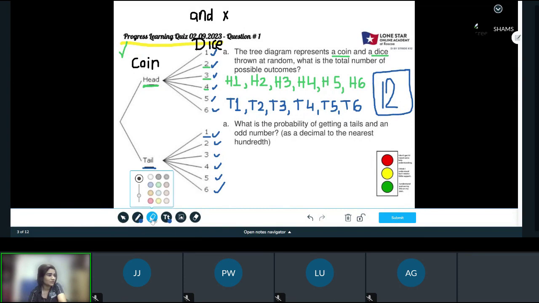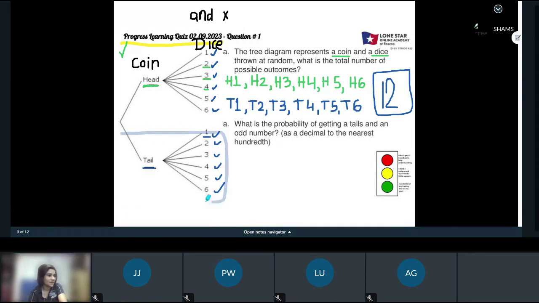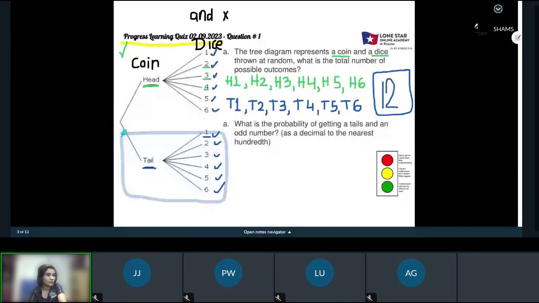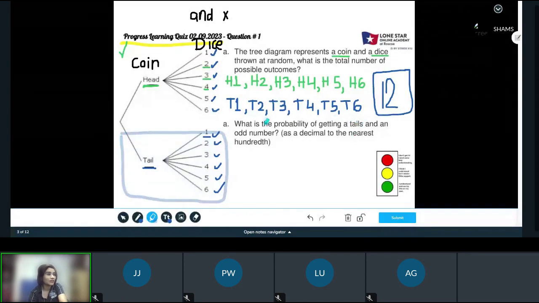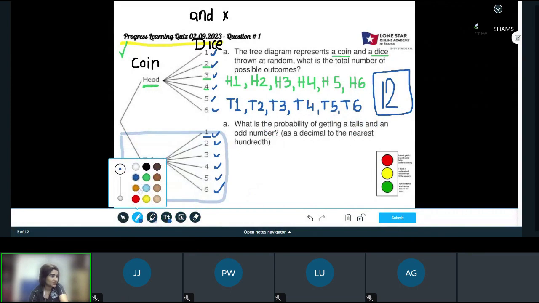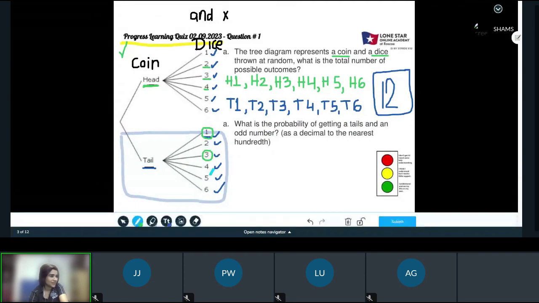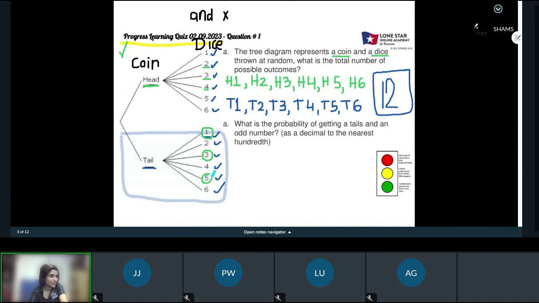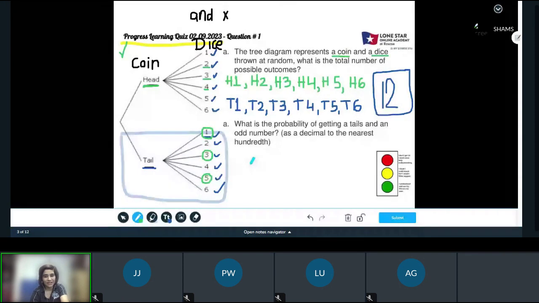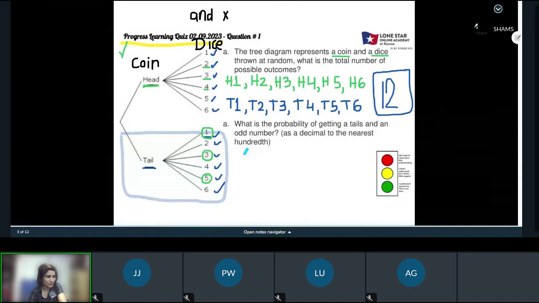Okay. Part B says, what is the probability of getting tails and an odd number? So getting a tails, that means I restrict myself to this part of the diagram, right? Let's see. I restricted myself to the tails. Then I'm going to look at the odd numbers. Odd numbers are 1, 3, and 5, right? So I can write down my favorable outcomes that I'm looking for.